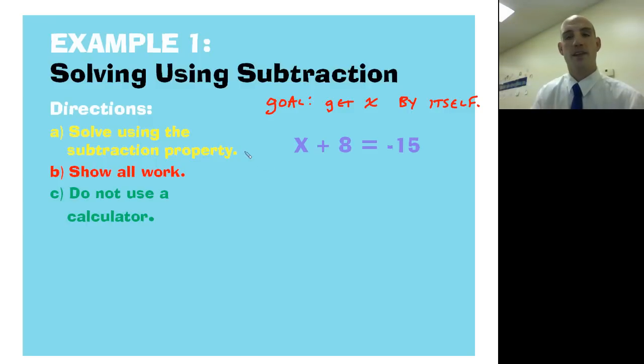And in order to get x by itself, I need to get rid of this 8 part. Okay? And what I'm going to say is, I'm going to subtract 8 from both sides. And here's what I'm going to call that. I'm going to call that a zero pair.